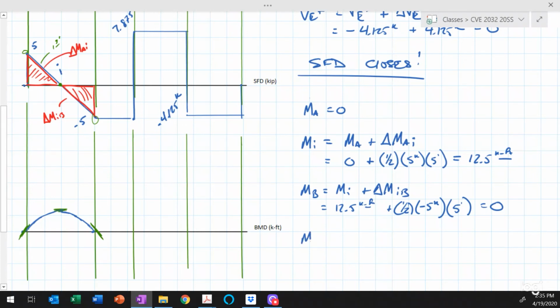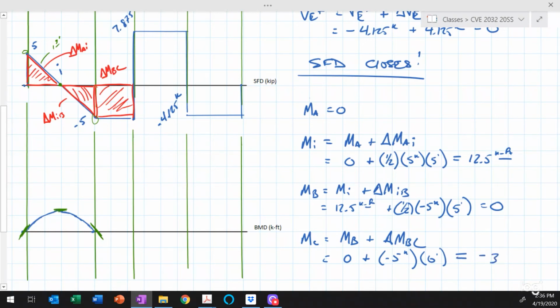Now I could say that the bending moment at point C is equal to the bending moment at point B plus the change in moment between B and C. So that's equal to 0 plus the change in moment, which is equal to the area under the shear force diagram. So it's equal to this area here. So that's delta MBC. And that's base times the height. So height is minus 5 kips. The base is equal to 6 feet. So that means that when we get to point C, the bending moment should be equal to minus 30 kip feet.